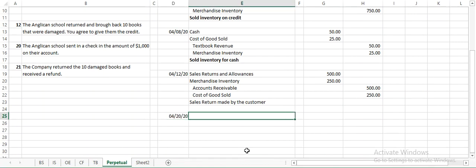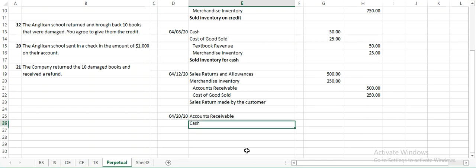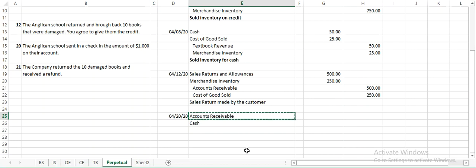On the 20th, it said the Anglican school sent a check in the amount of $1,000 on their account. What's happening? They're making a payment. When a customer is making a payment, all this means is that we have to further reduce the accounts receivable account for the payment made, because it's no longer due. It's no longer receivable. And so the two accounts affected would be accounts receivable and cash, because if they made a payment, then we're going to get more cash. More cash, being an asset account, is a debit, and reducing our receivable, being an asset account, is a credit.